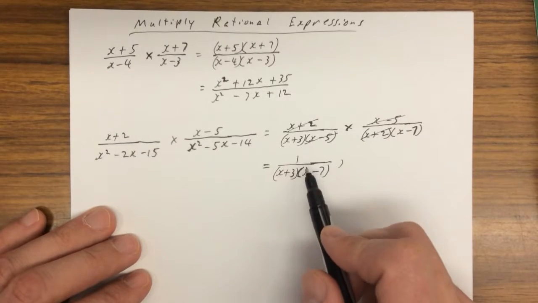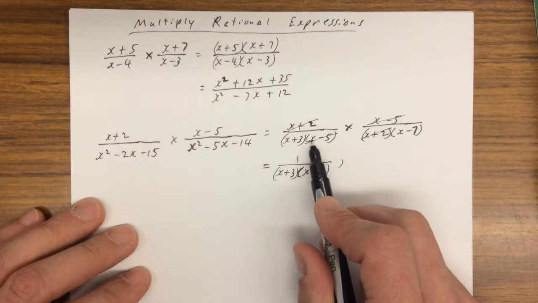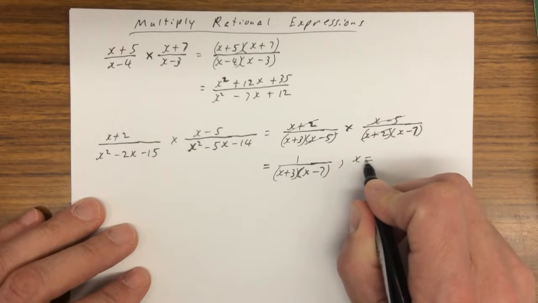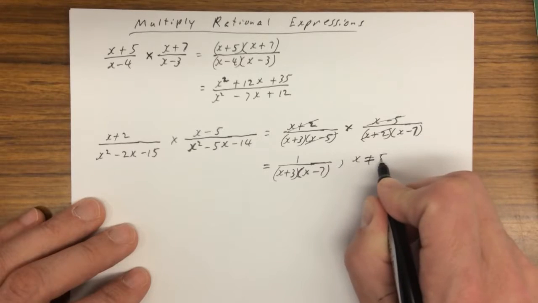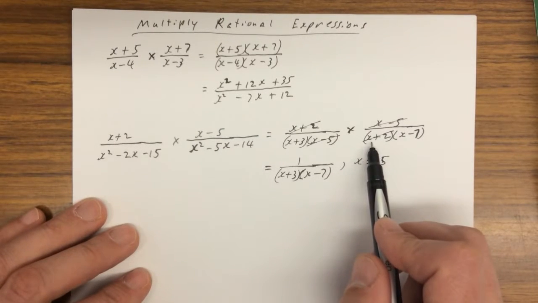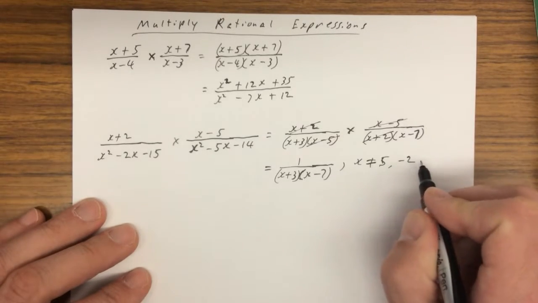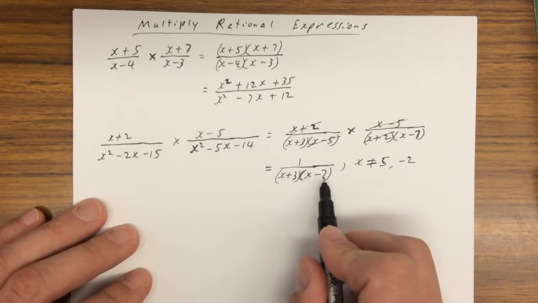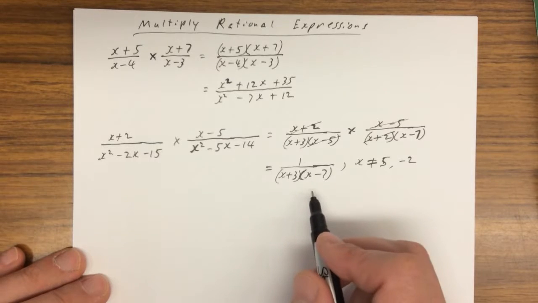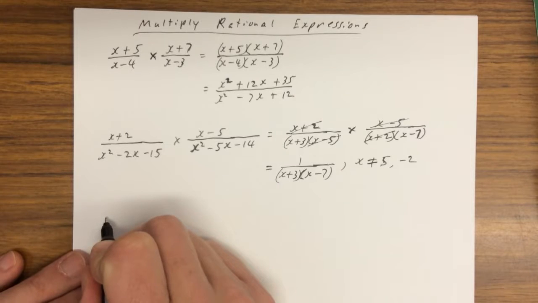But we now have some restrictions to write down, because you couldn't divide by 0, so x could not be 5. It's not obvious here. So x cannot equal 5. And here, x could not equal negative 2, which isn't obvious here. So negative 2. x equal to negative 3 and 7 are other restrictions, but they're still obvious in this expression here.